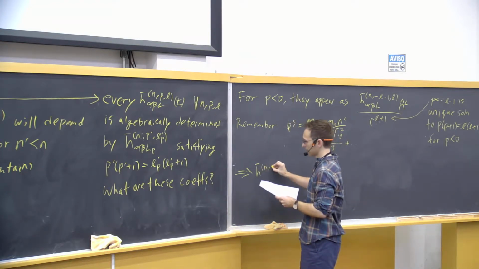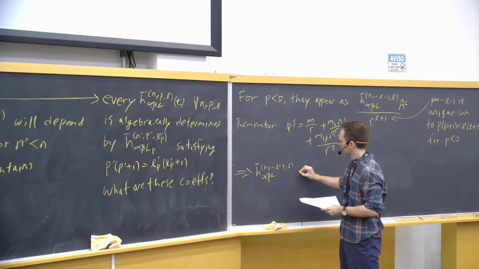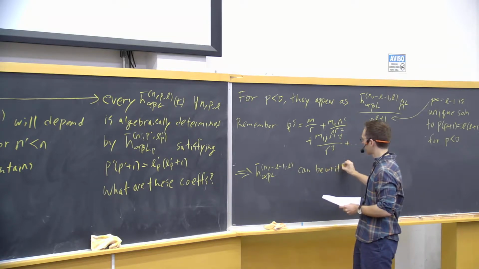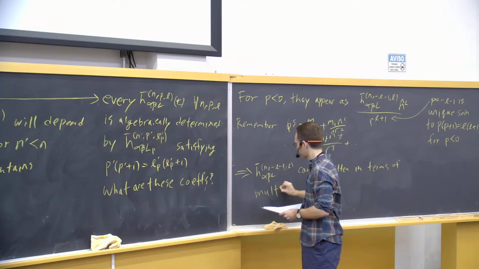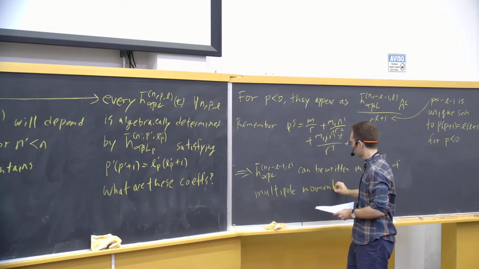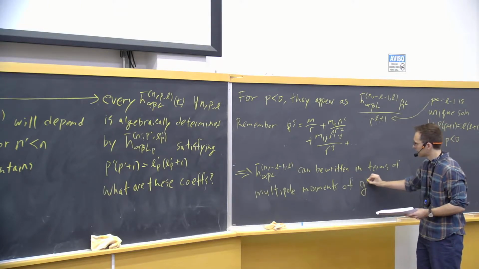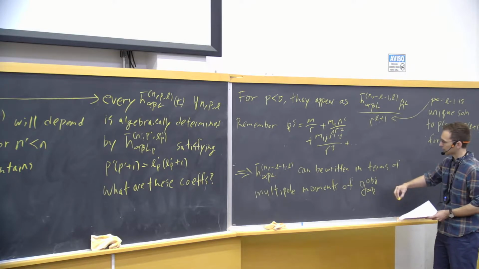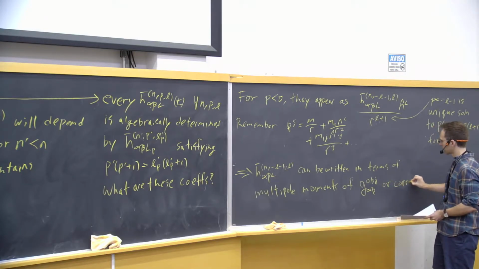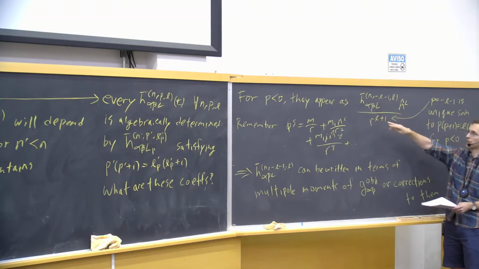So H bar N minus L minus 1 L, alpha, beta, L can be written in terms of multipole moments of the small objects. And last lecture, I mentioned the multipole moments of the object's leading order metric. But here you also get corrections to those moments. So that gives physical meaning to all these particular coefficients for p less than 0.